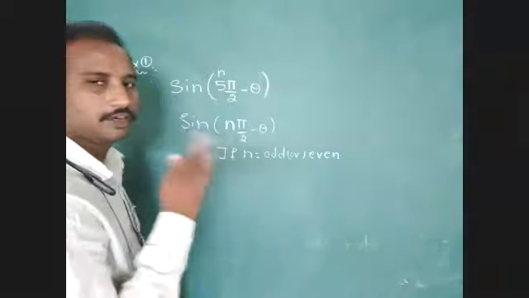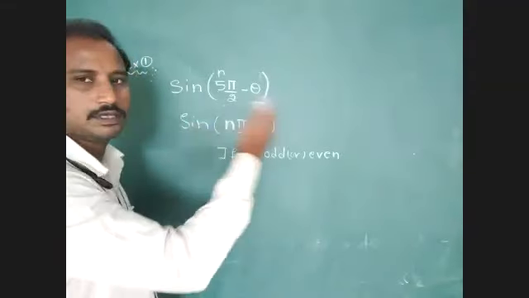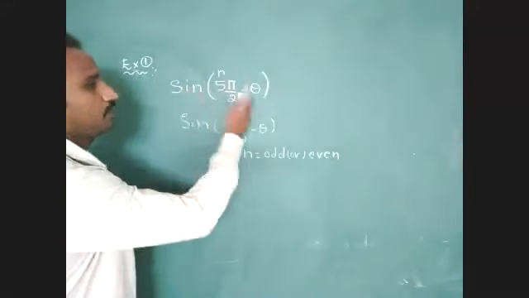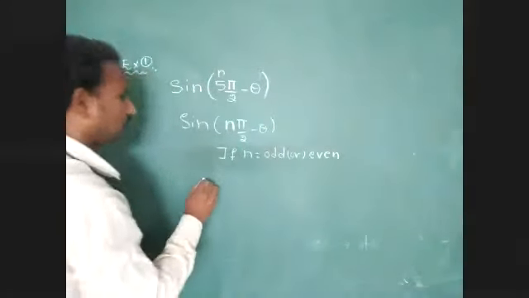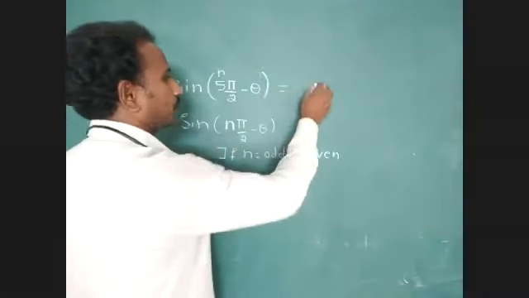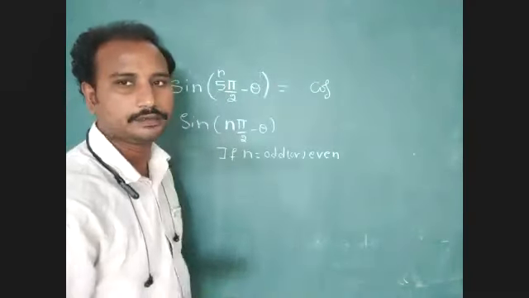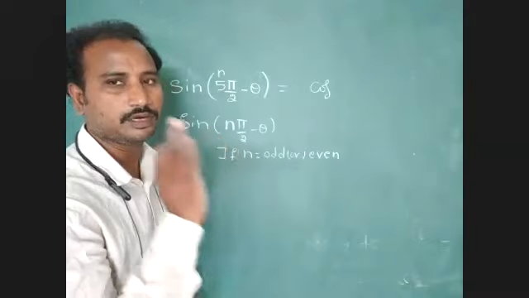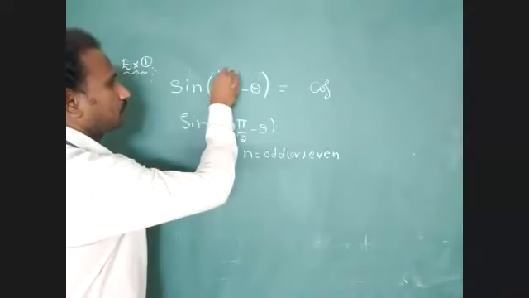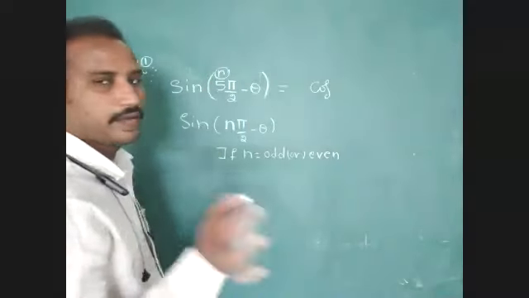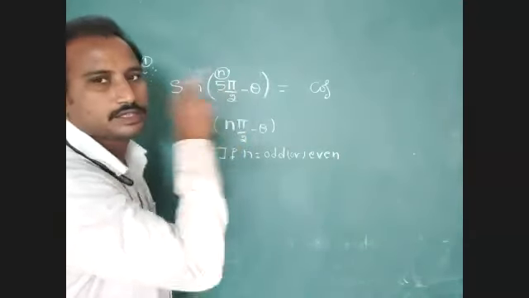For an odd number, trigonometric functions change. Sine function changes to cos. Yes or no? First we change the trigonometric function: sine changes to cos. Next we have to identify the quadrant: first, second, third or fourth quadrant. Pi by 2 minus theta means we only have to consider n. N represents 5. Here the fifth quadrant belongs to the first quadrant.